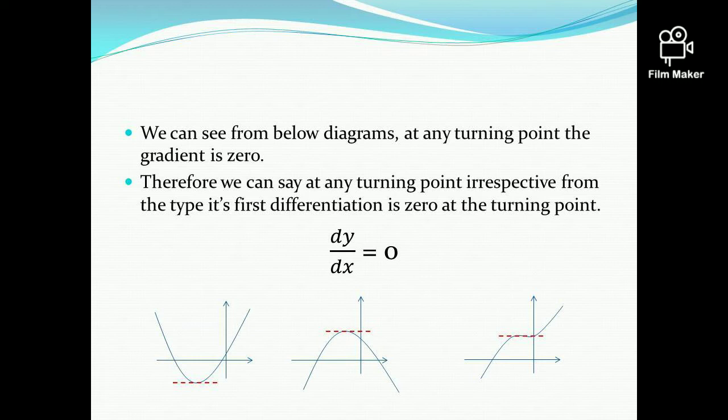How does this first differentiation answer become 0 at the turning point? You can see whatever the turning point, the gradient or the slope of the curve at the turning point is 0. From the previous videos we know that the gradient is explained by the first differentiation. Therefore, the first differentiation must be 0 at the turning point.